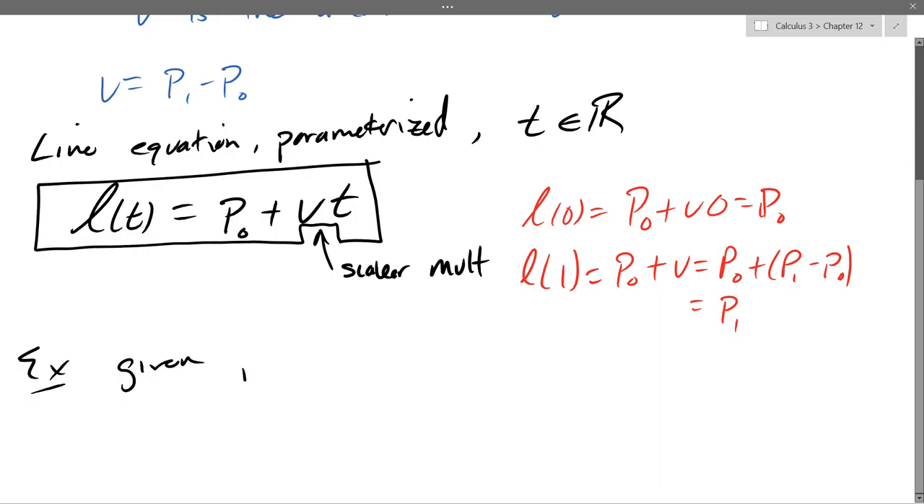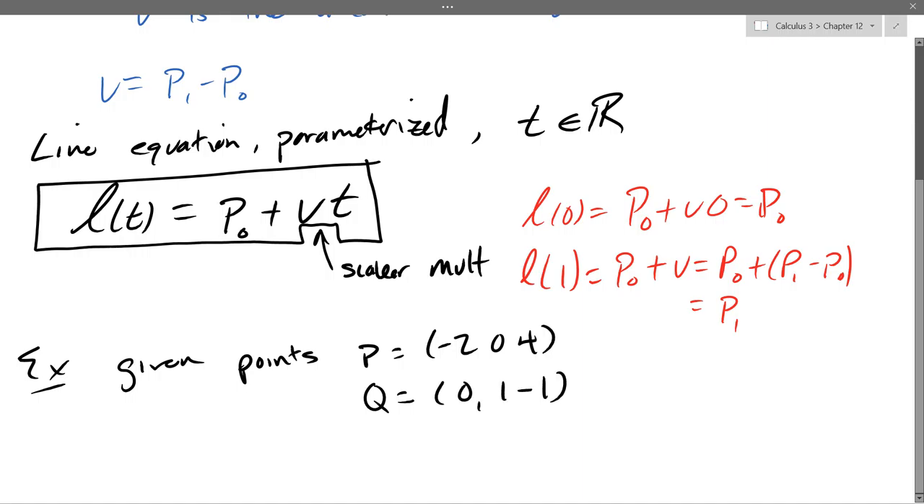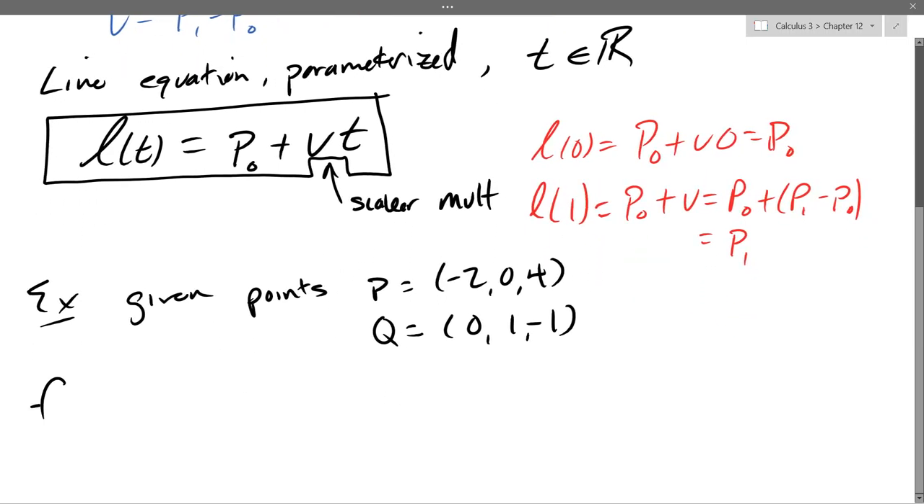So we're doing an example. I'm going to give you 2 points, and I want to know what is one parameterization of this line. Given points, I'll use p and q.